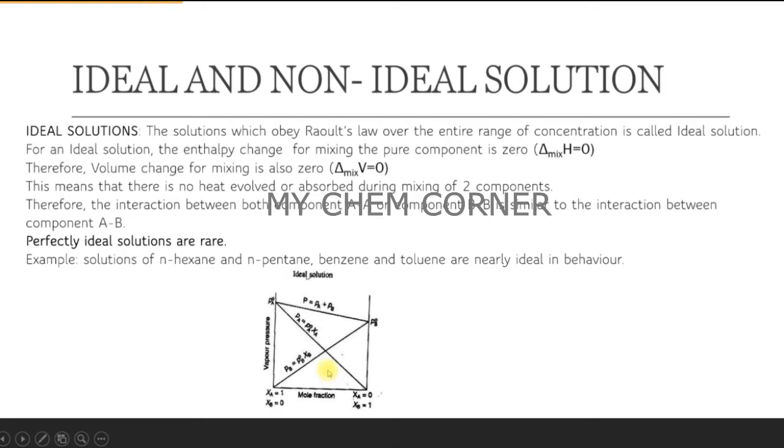Alright, so if you are asked to draw a graph for an ideal solution, this is very much the same as the graph we learned under Raoult's law. It is the same graph here that you learned for an ideal solution.